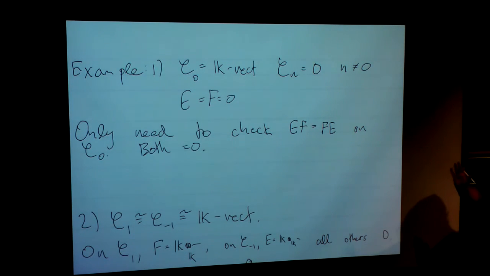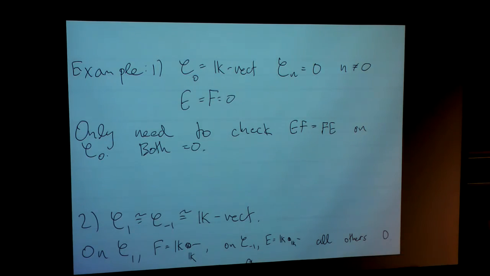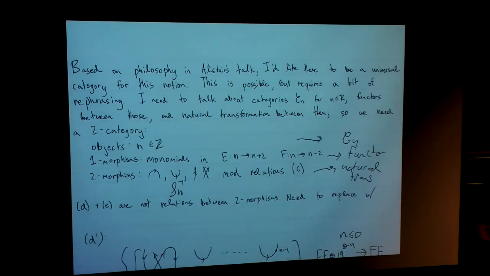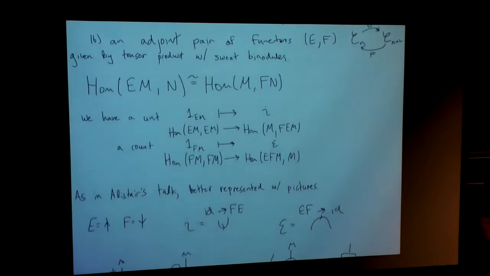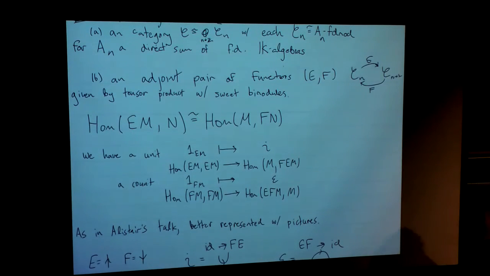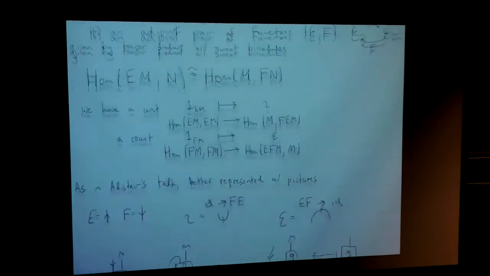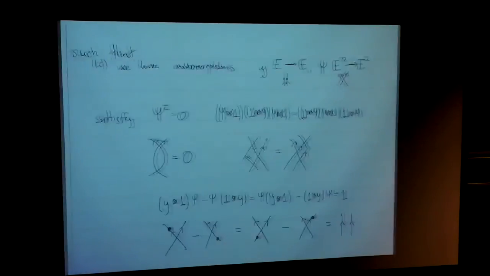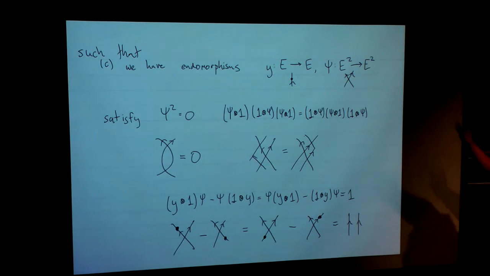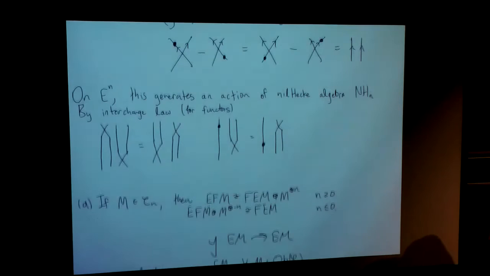Now this is very boring, but everything works out, right? E and F are 0, so indeed they're adjoint. So the 0 functor is adjoint to the 0 functor. And I have this decomposition. These endomorphisms are all 0. So of course they satisfy all these relations.